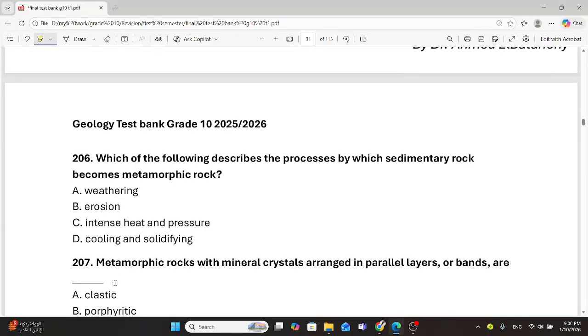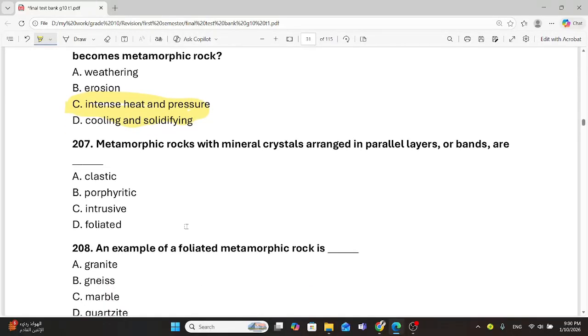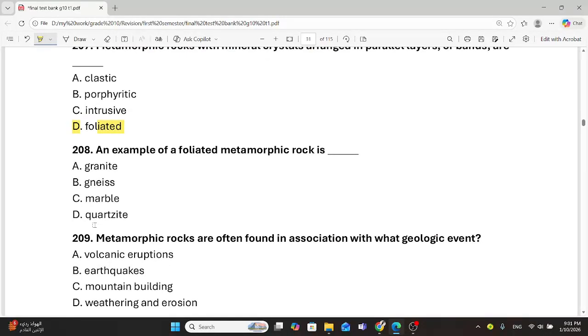Which of the following describes the process by which sedimentary rock becomes metamorphic rock? Weathering, erosion, intense heat and pressure. هتبقى intense heat and pressure. طيب metamorphic rocks with mineral crystals arranged in parallel layers or bands are called calcitic ولا porphyritic ولا intrusive ولا foliated. An example of a foliated metamorphic rock is granite, gneiss, marble, quartzite.